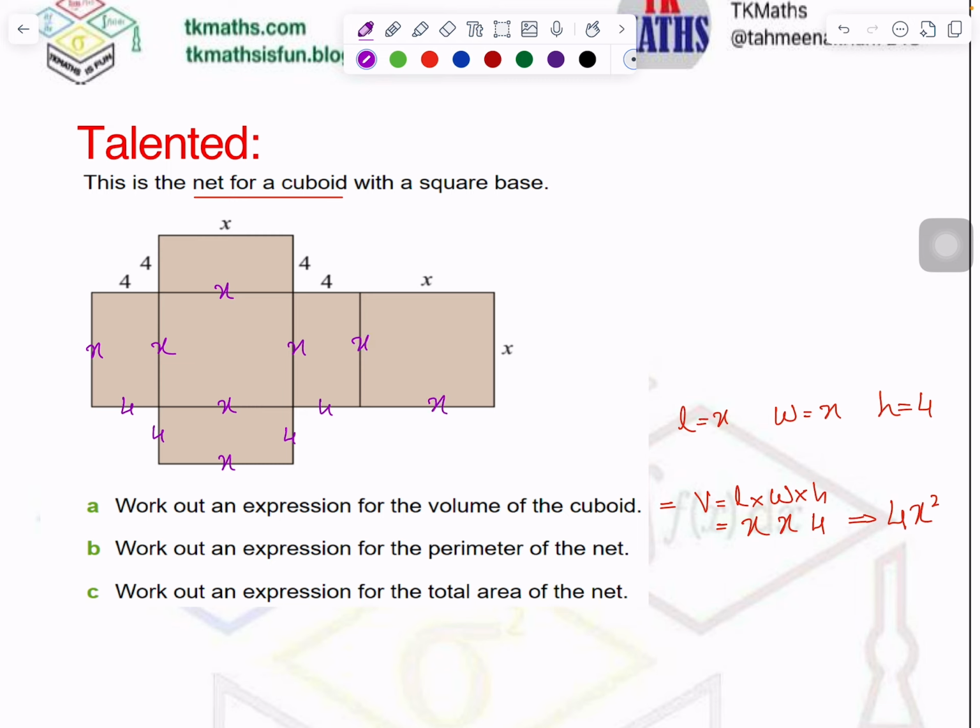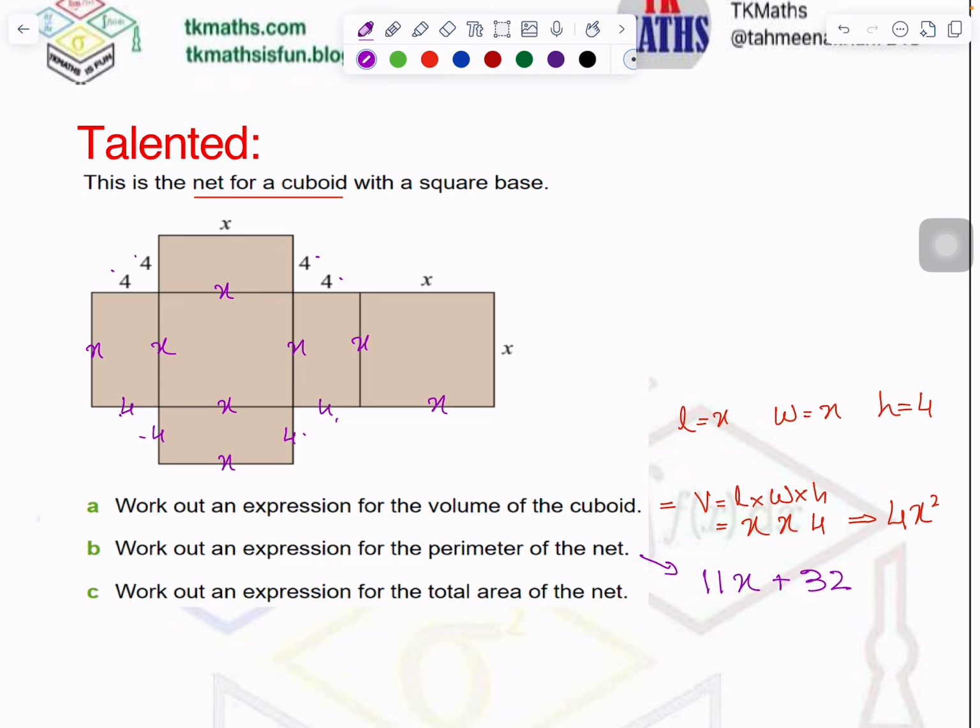So now you have to add up. This will give you the perimeter of the net. So how many x you have? 1, 2, 3, 4, 5, 6, 7, 8, 9, 10, 11. So you have 11x, and how many 4s you have? 1, 2, 3, 4, 5, 6, 7, 8. 8 4s are 32. So this is the perimeter of the net.